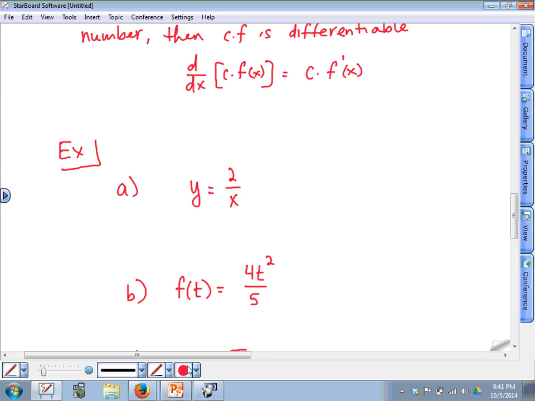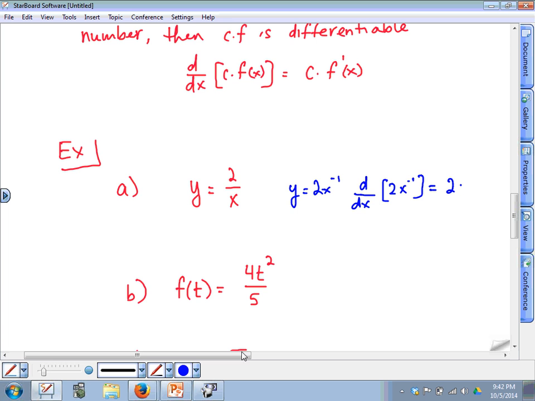Okay, so coming back up here. For part A, again, it's going to be helpful to rewrite y so that x is in the numerator and not in the denominator. So we think of this as y equals 2 times x to the negative 1. And if we now take the derivative with respect to x of 2 times x to the negative 1, according to this constant multiple rule, we can take this constant 2 outside of the derivative function here and just find the derivative of x to the negative 1.